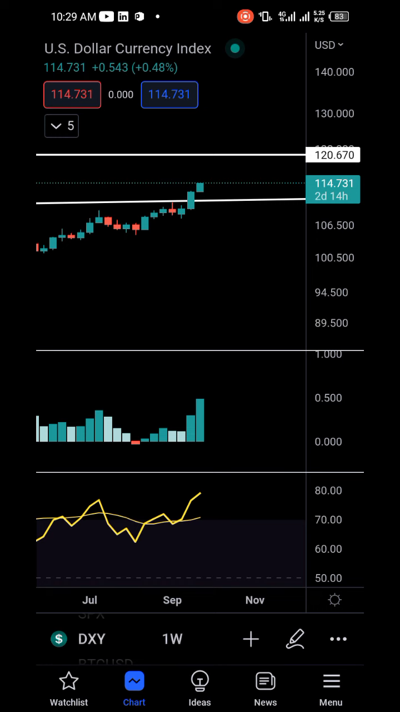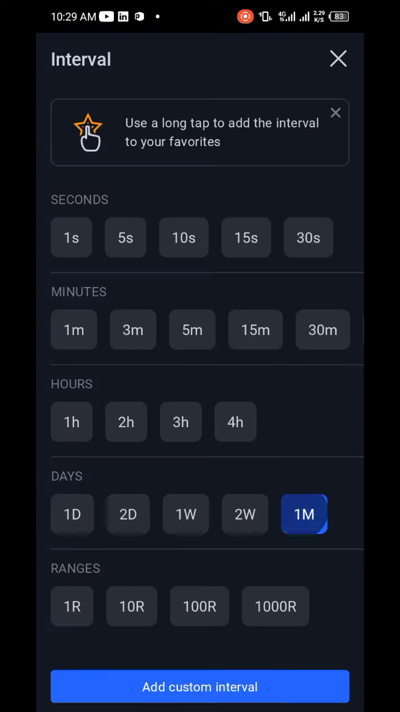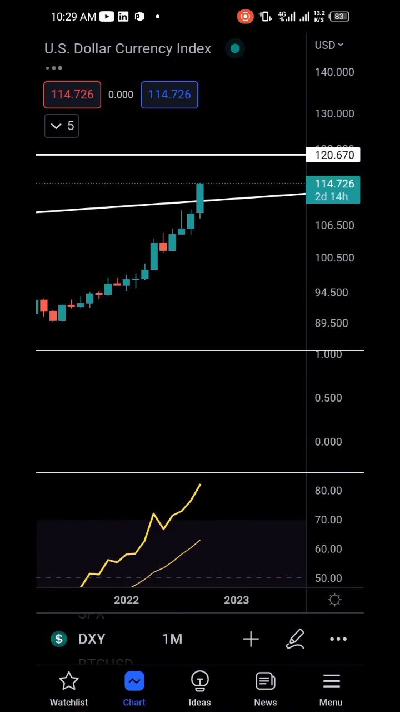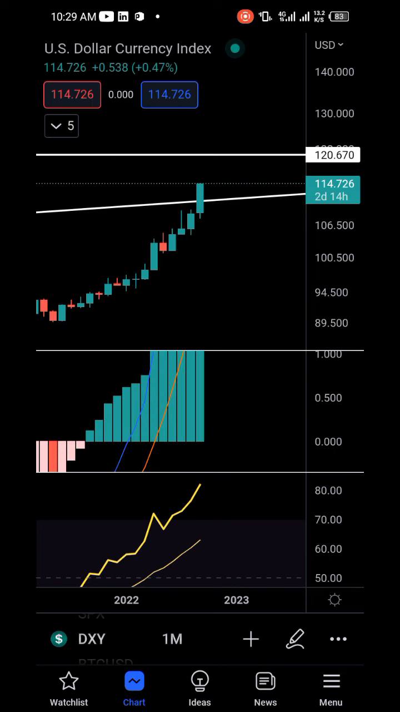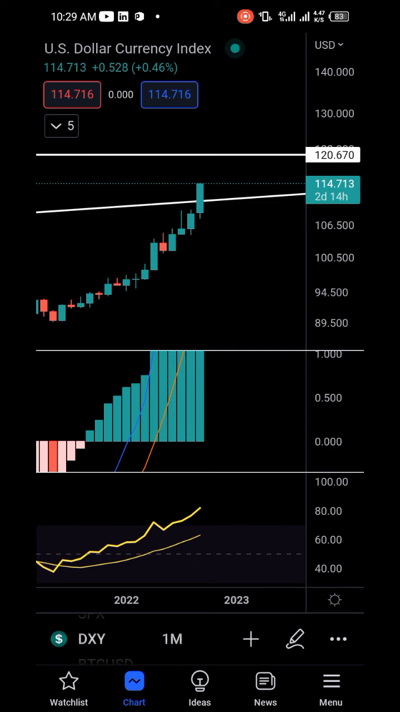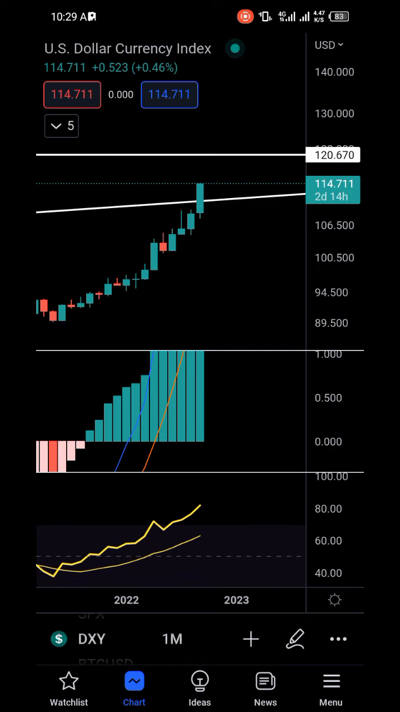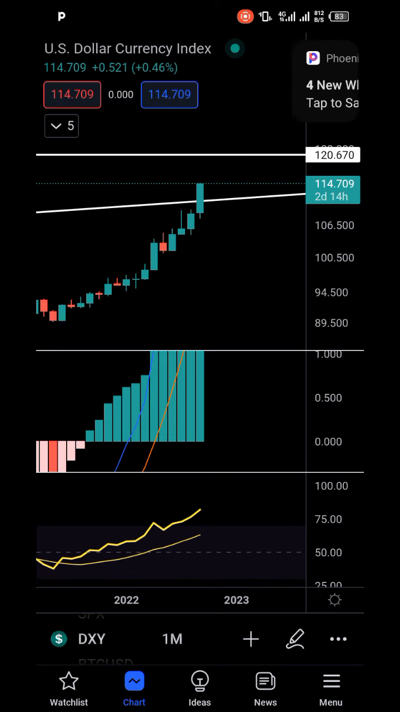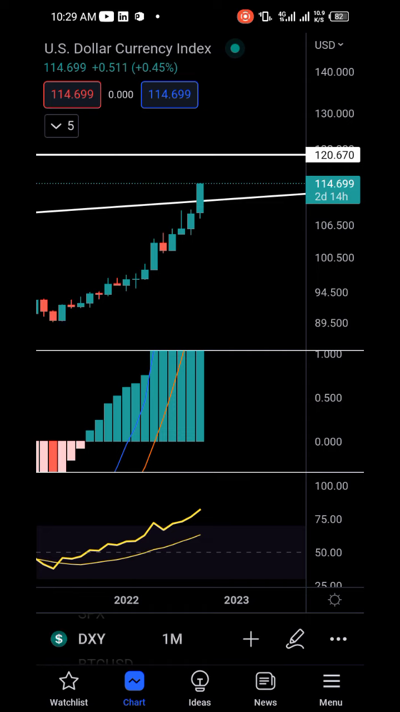I also want to look at the monthly time frame for the dollar index. It's very important that we take the dollar index into context. On the monthly time frame, it is already too much in the overbought territory. Too much overbought. The market is still bullish though, but if you look at the dollar index on the monthly time frame here, it has not had a monthly close yet.